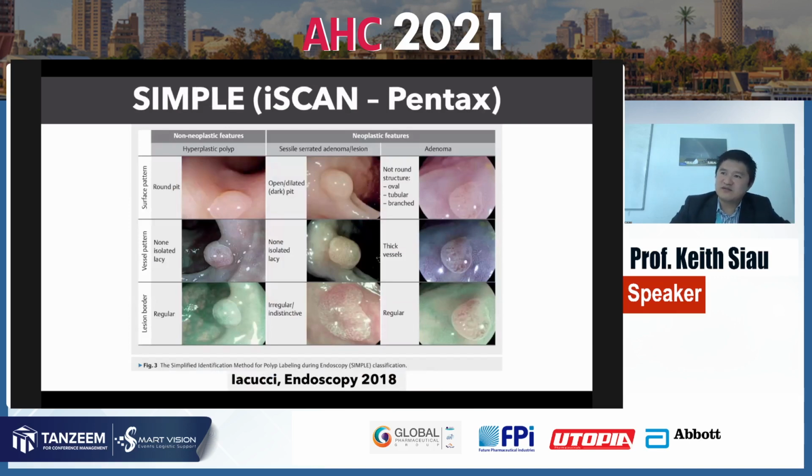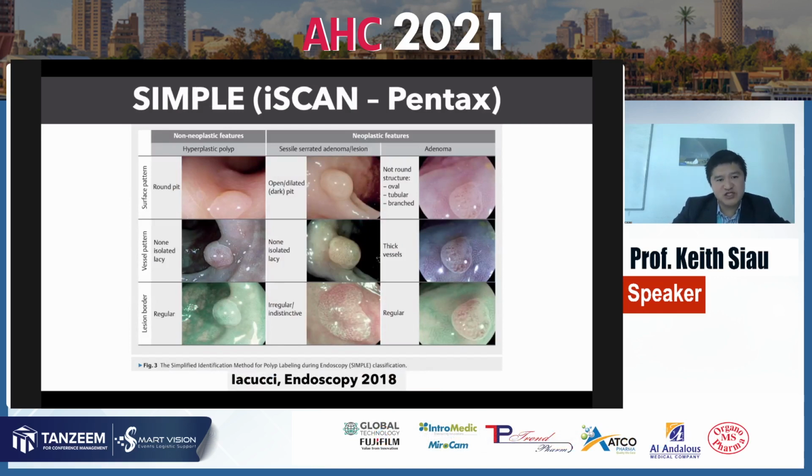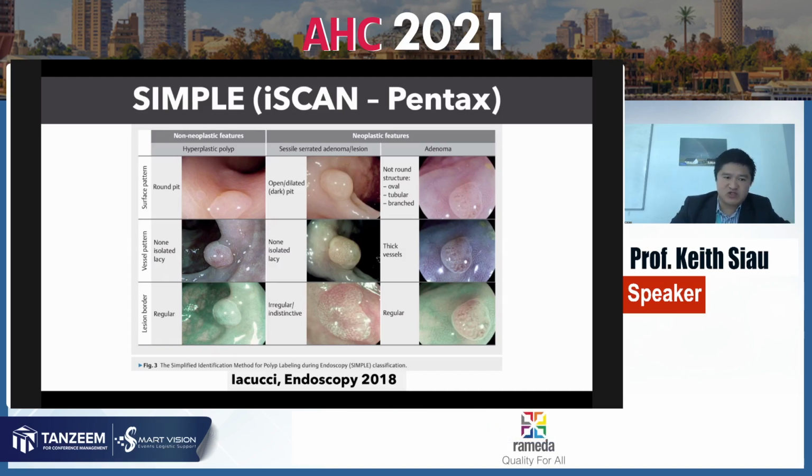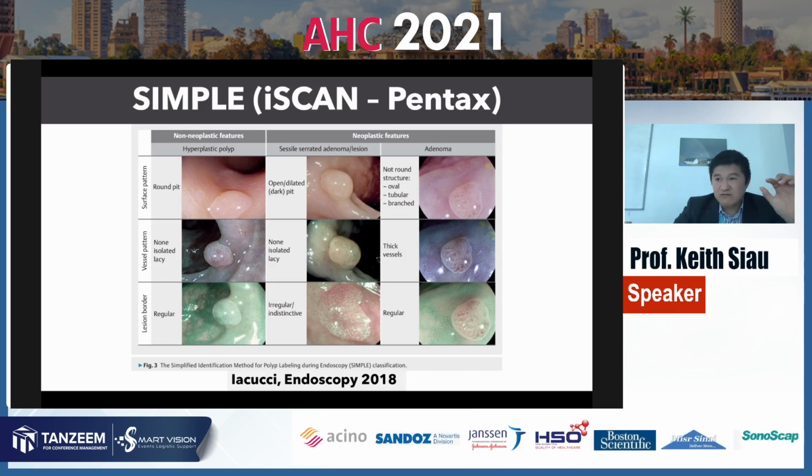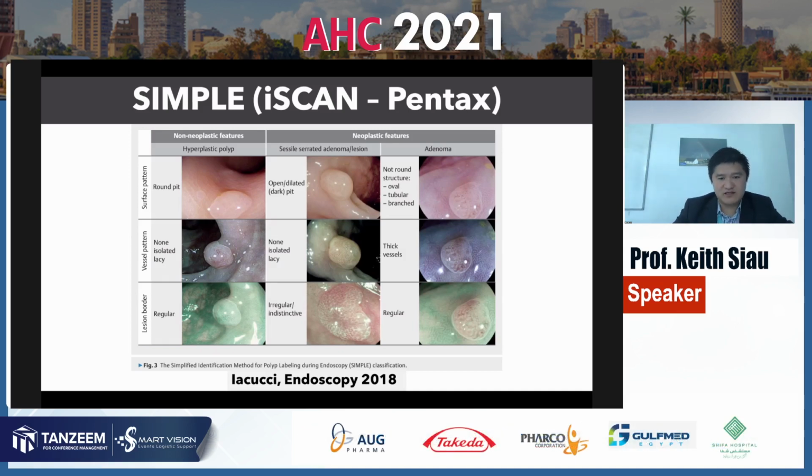Not to be outdone, because NICE is mainly for NBI, which is an Olympus technology, the simple classification was devised in Birmingham using eye scan technology. And this also relies on 3 factors. What does it look like on the surface? What do the vessels look like? Because with more dysplasia, the vessels look less and less regular, and they look dysmorphic. And then what do the borders look like? And all these allow you to put together an algorithm so that you can predict histology.